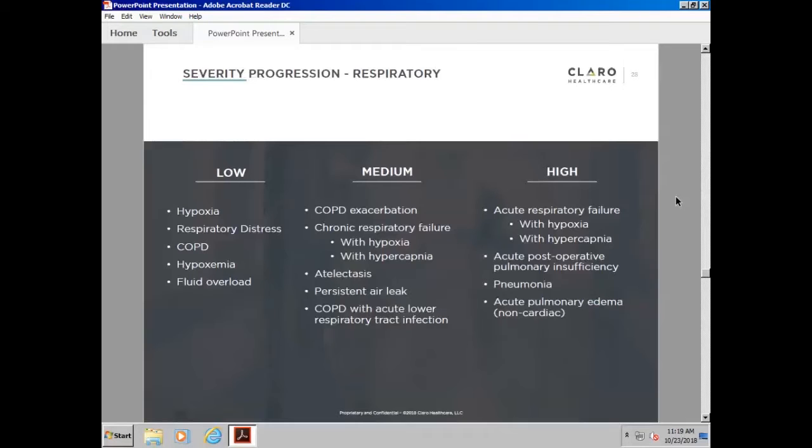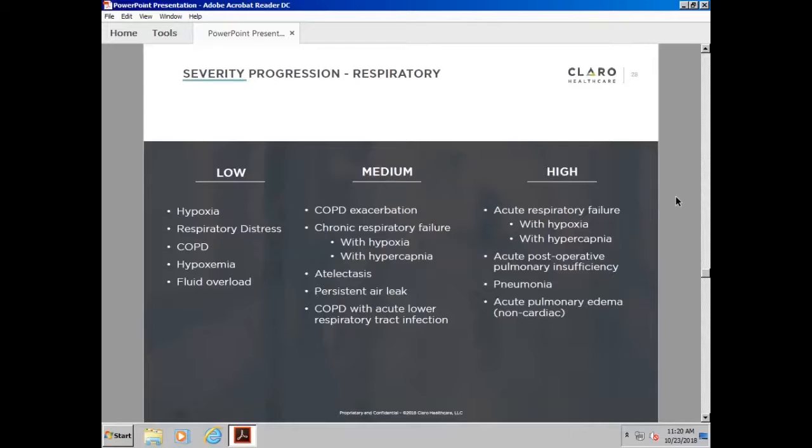Okay, and then we have progression slides, like severity progression. We can code those low conditions like hypoxia, respiratory distress, but it doesn't show the acuity and severity of patients. A medium severity of diagnoses for those, better documentation about their respiratory status, such as COPD exacerbation, chronic respiratory failure. Instead of distress, they're chronically in respiratory failure.